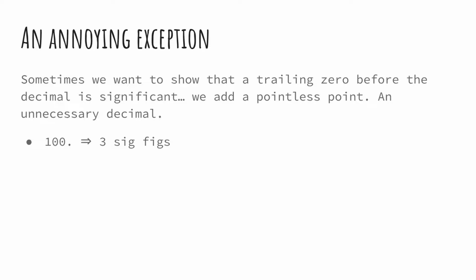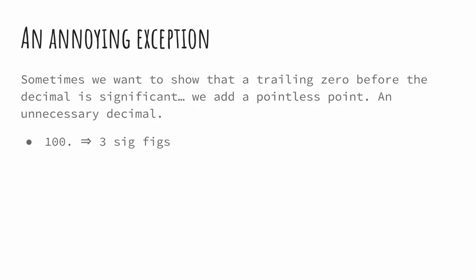And now, an annoying exception. Something I kind of hate. I kind of hate it because it is so very, very easy to miss. This is what we do when we want to indicate that a trailing zero is significant before the decimal place. If you throw in a completely unnecessary decimal, that's how you indicate that that zero is significant. And that's why it's so easy to miss. It's the most insignificant. It's the smallest thing you can write. It's literally just a dot. It's so very easy to miss.